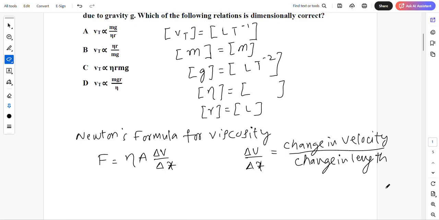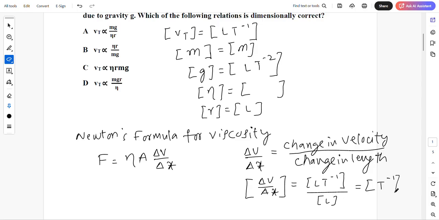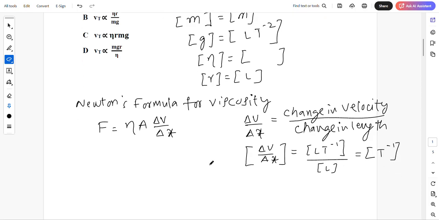Now, how to find the dimension of delta V by delta X? What is the dimension of velocity? LT to the power of minus 1 divided by L. L gets cancelled. T to the power of minus 1 is the dimension of what? Delta V by delta X. It is also called what? Velocity gradient.